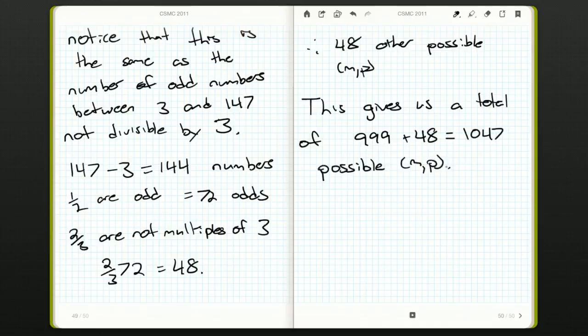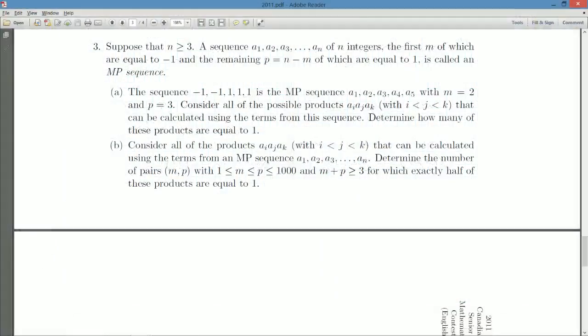Possible m and p. Now let's go back and make sure that I actually answered what we were asking for and didn't misread the question. Because if I misread the question, I might just pull my hair out at this point. Determine the number of m and p, and half of these products are equal to 1. It seems like it's been a while, but yep, half of the products were equal to 1. That's how we set up our equation in the first place.